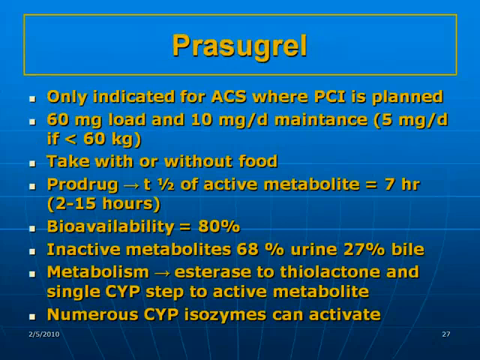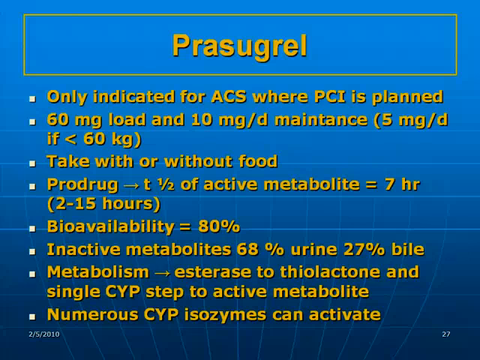Prasugrel is a new thienopyridine drug just approved in 2009. It is limited in terms of indication to only patients with acute coronary syndrome who are going to be managed with PCI. 60 milligrams is the loading dose, 10 milligrams is the maintenance, except for patients who weigh less than 60 kilos, or about 130 pounds. Lightweight patients you can get by with 5 milligrams a day. Take it with food or not, doesn't affect absorption.